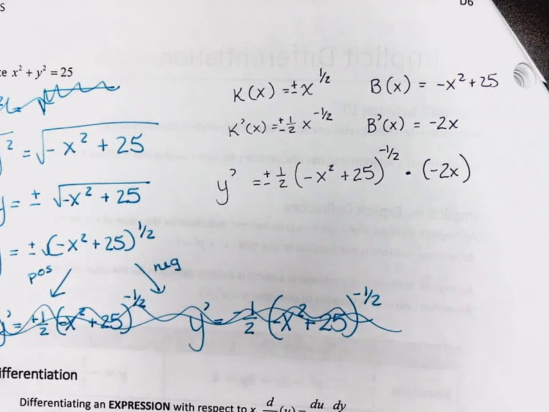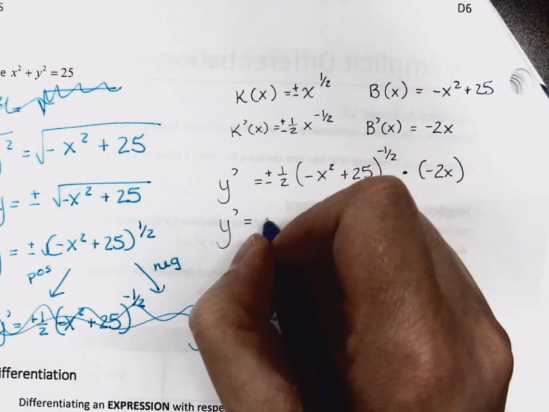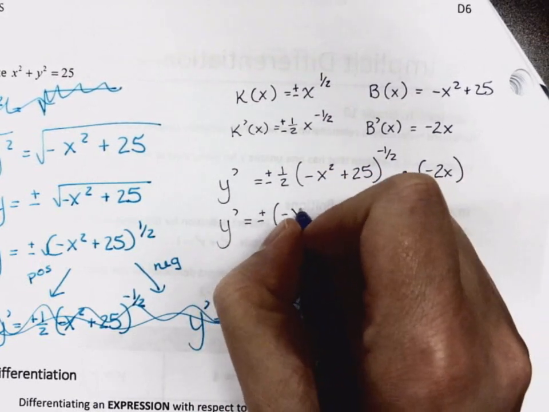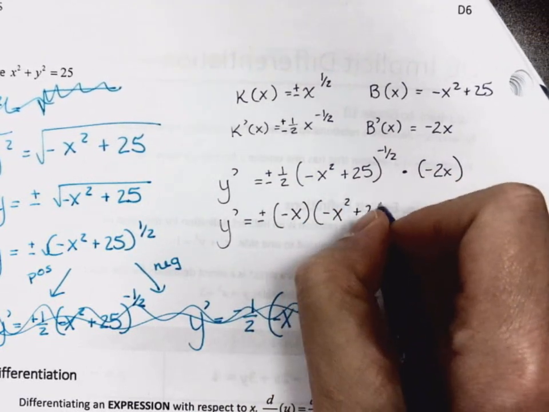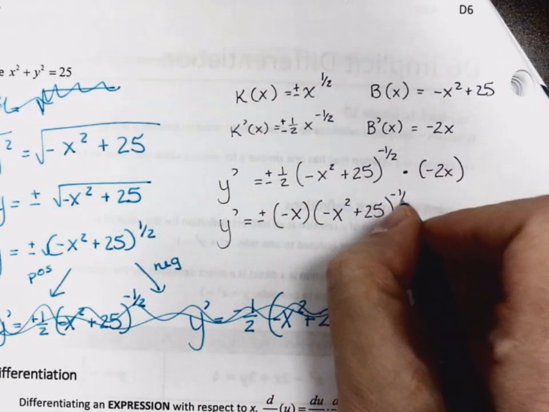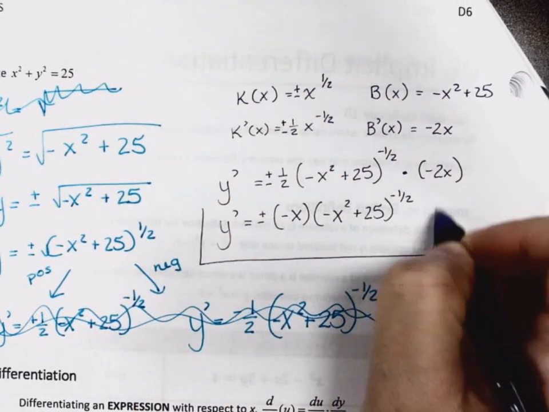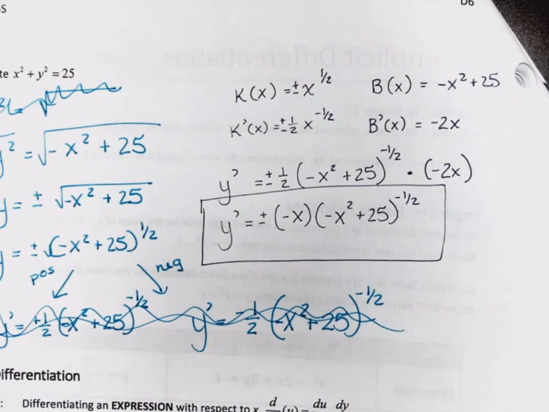So if we do this math, I'm just gonna bring that forward. So we're gonna have plus minus negative x times negative x squared plus 25 to the negative 1/2. So that was yesterday's lesson. That was the chain rule.